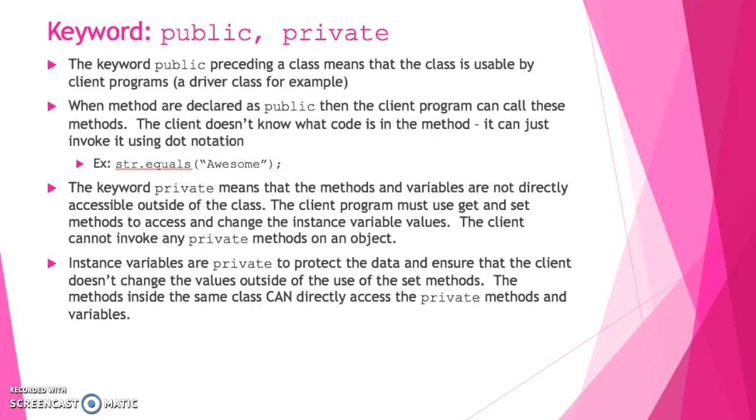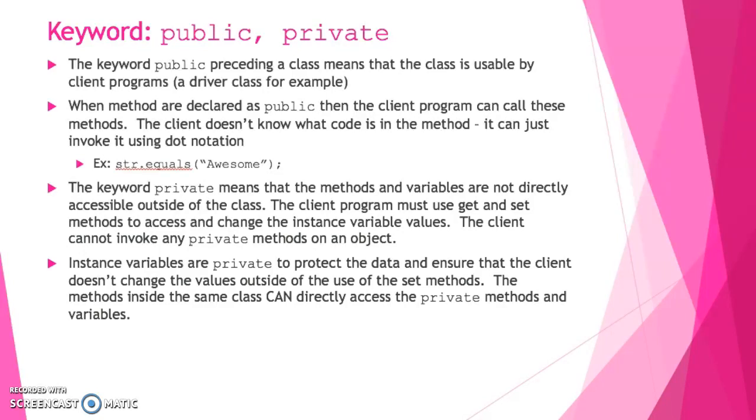Public and private are two keywords that we will use quite a bit. The word public means that the class is usable everywhere. The word public is going to mean that the methods can be called within your client program, such as your driver program, so that the client can call those methods. The word private means that it's only accessible within that class code, within that .java program.